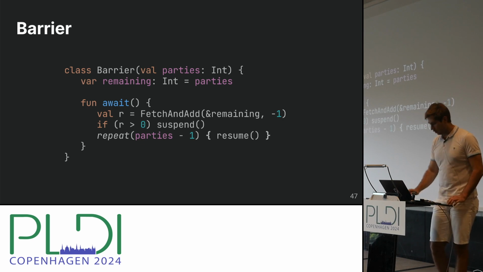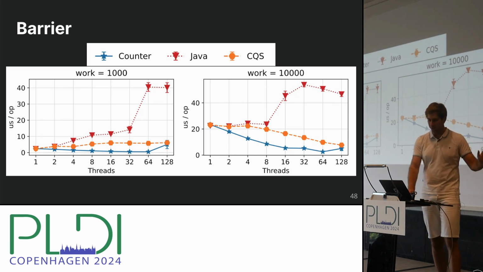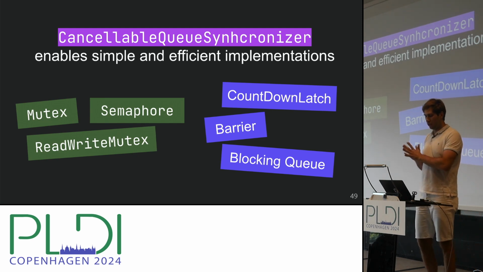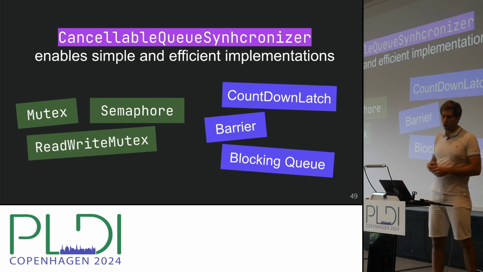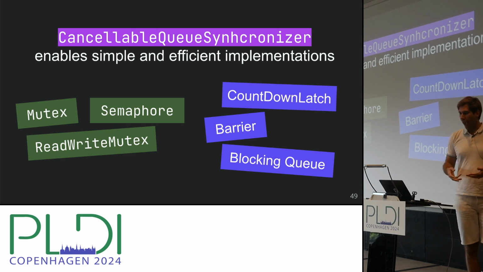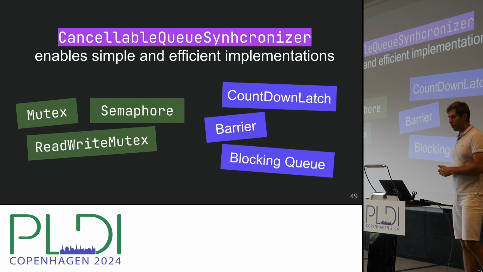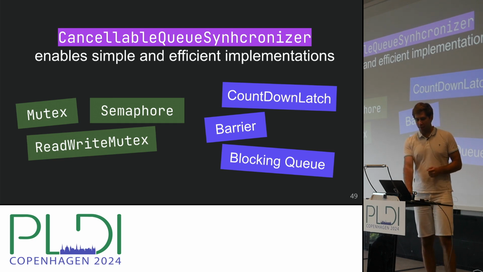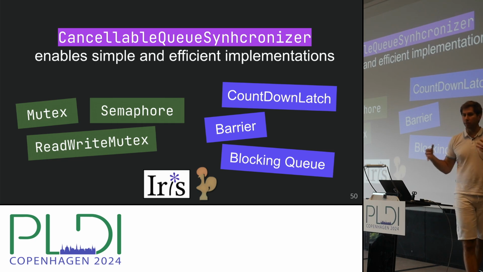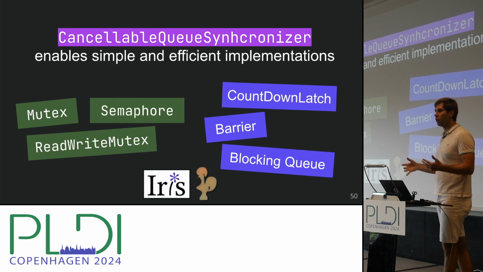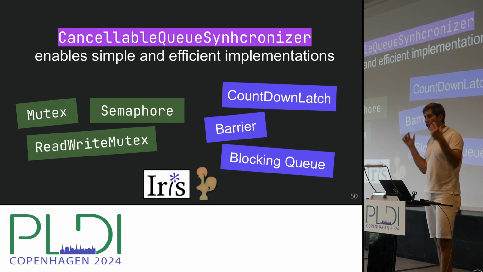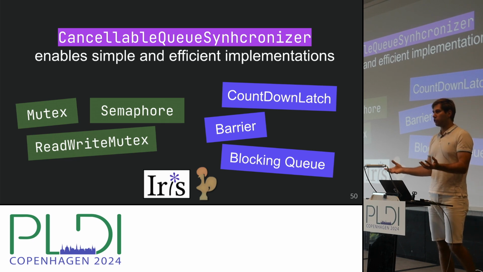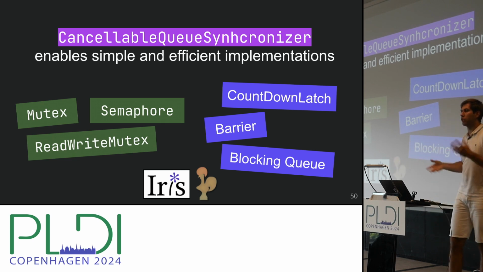So I think we're out of time right now, so we skip the performance graph. Just trust me that we are faster than Java, and we can implement many different things with the framework. In the paper, we present mutex, semaphore, countdown latch, barrier, and also blocking queues. Separately, we also implemented a read-write mutex, also using the cancellable queue synchronizer framework. And the last important thing is that we also proved all these algorithms with Iris in Coq, and the proofs are modular, so you can reuse the proofs for these suspend and resume functions, and the proofs of the actual primitives are quite short.